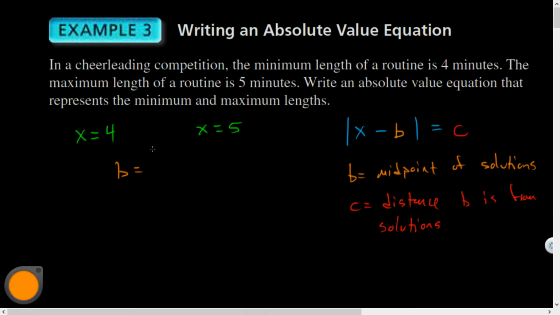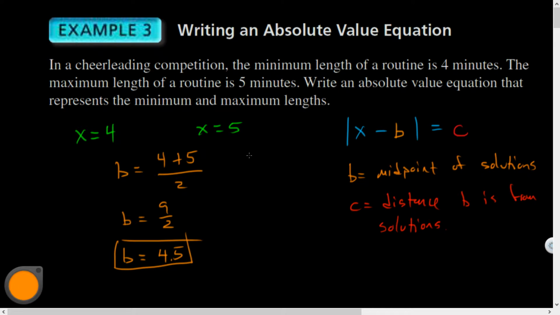One way to find the midpoint is to add them together and divide by 2. It's an average. So b would equal 9 over 2, or b is equal to 4.5. So the midpoint between 4 and 5 is 4.5, which probably makes sense. And then the question is, how far is 4.5 from 5? So I could do 4 minus 4.5 to find c, which is 0.5.